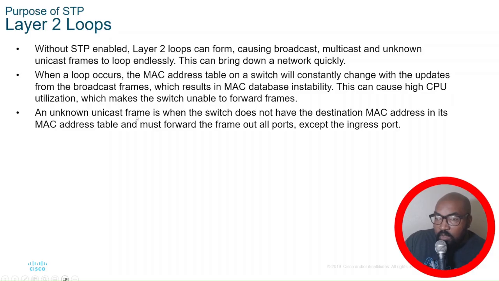An unknown unicast frame is when the switch does not have the destination MAC address in its MAC address table and must forward the frame out all ports except the ingress port, right? So if it comes in the ingress, it won't go out the same ingress. It's going to egress out.